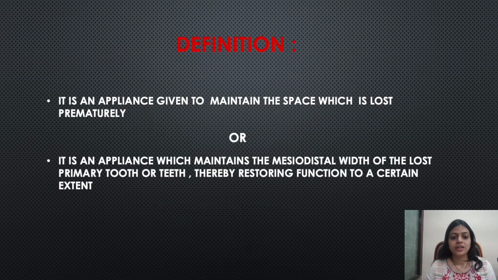So by definition, a space maintainer is an appliance which is given to maintain the space which is lost prematurely, or we can say it's an appliance which maintains the mesiodistal width of the lost primary tooth or teeth and thereby restores function to a certain extent. These are always passive and they do not apply any force on the teeth.